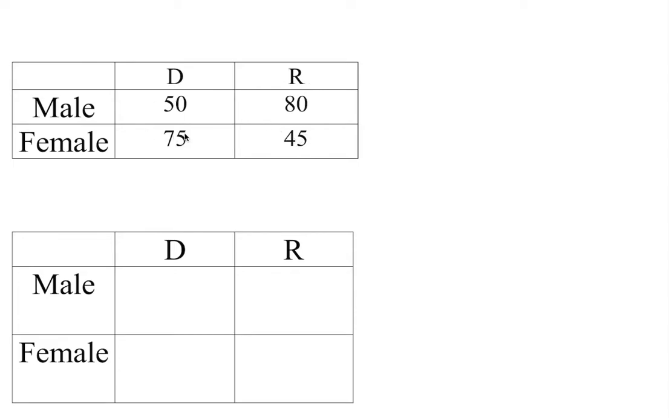Now this is already observed, so this is called an observed frequency table, or in this case, a contingency table. Well, it has more actually, it's coming up. This is just 2x2. I'm going to show you another one with the 3x3.